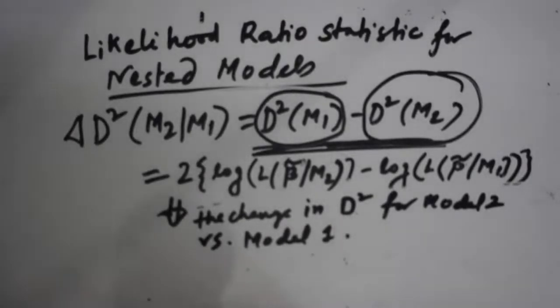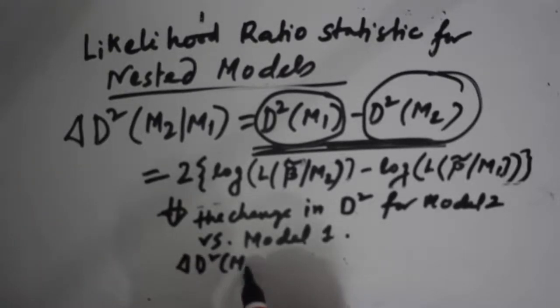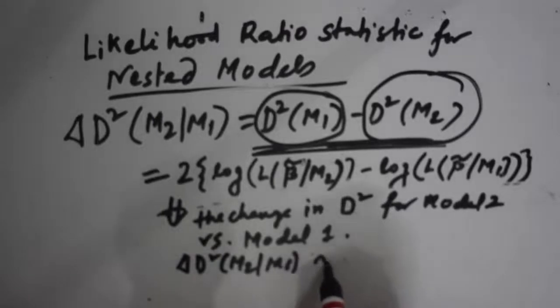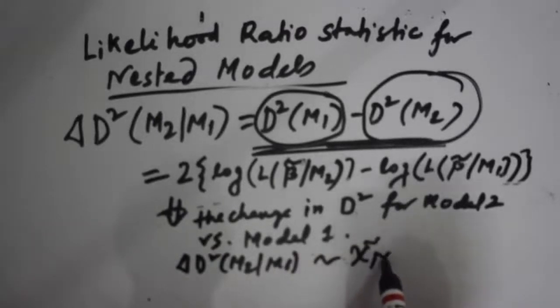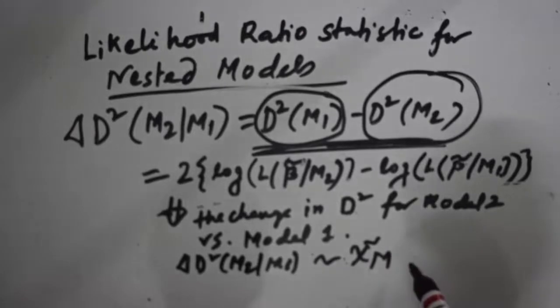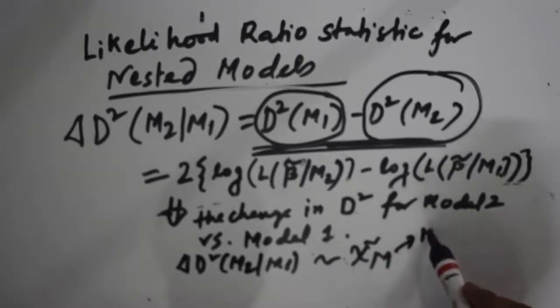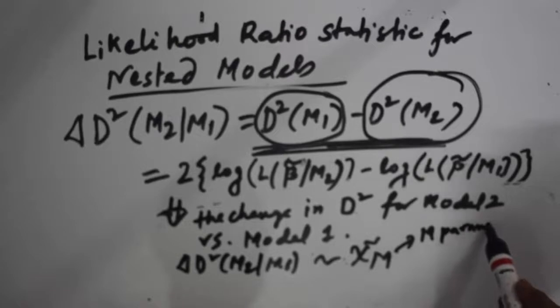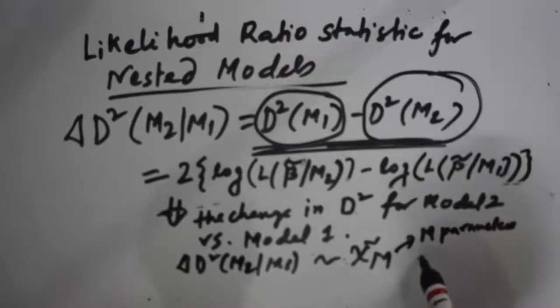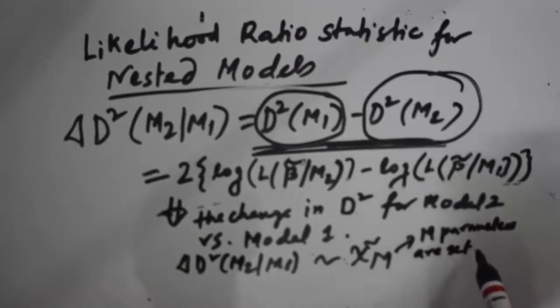If the smaller model fits in large samples, delta D squared of M2 given M1 is approximately chi square with m degrees of freedom, where m parameters are set to 0 in the smaller model.